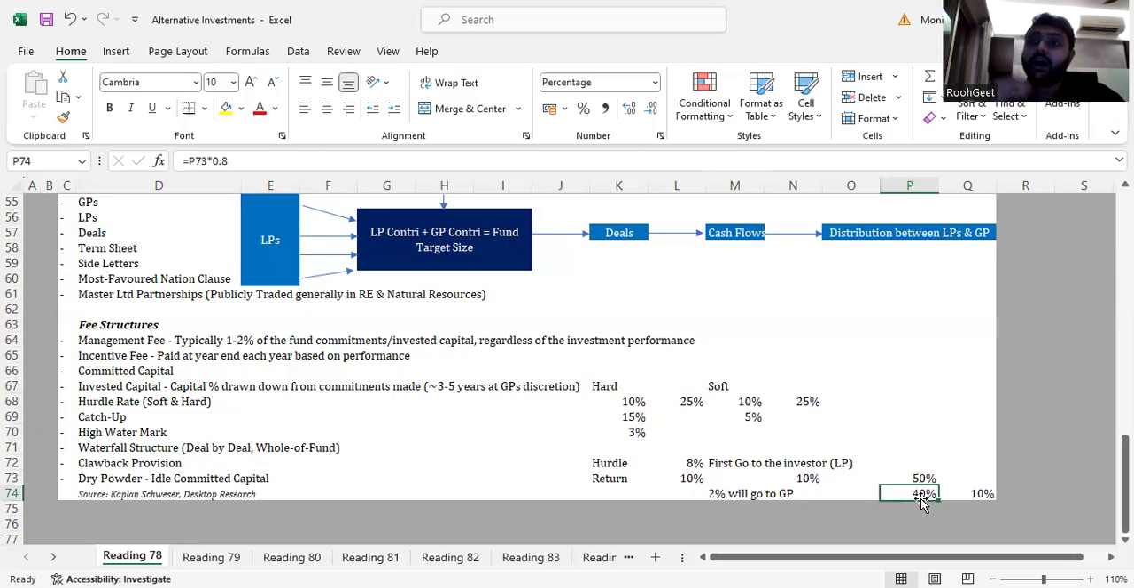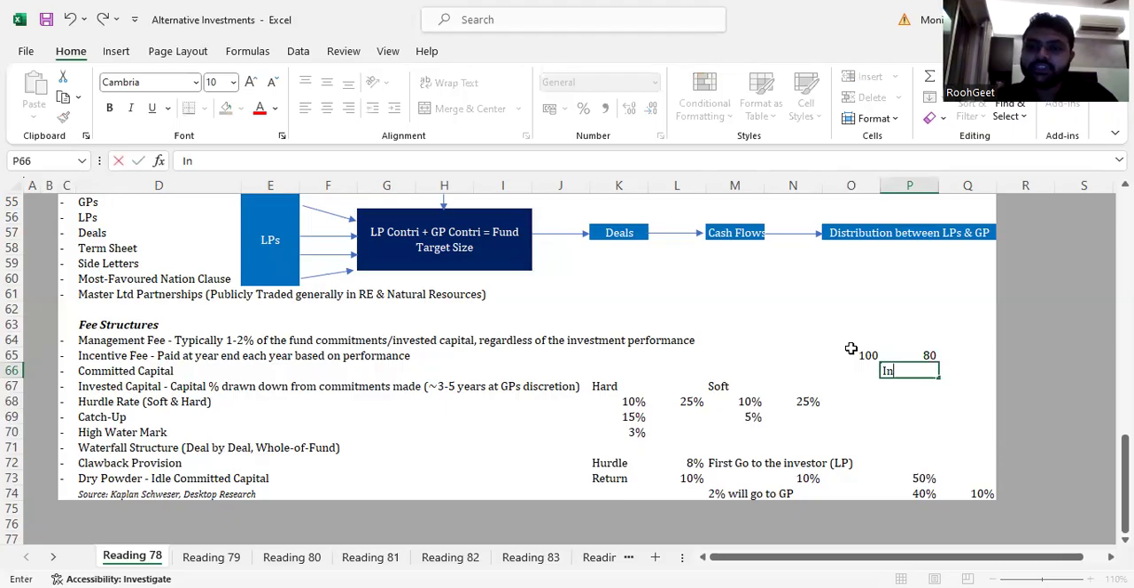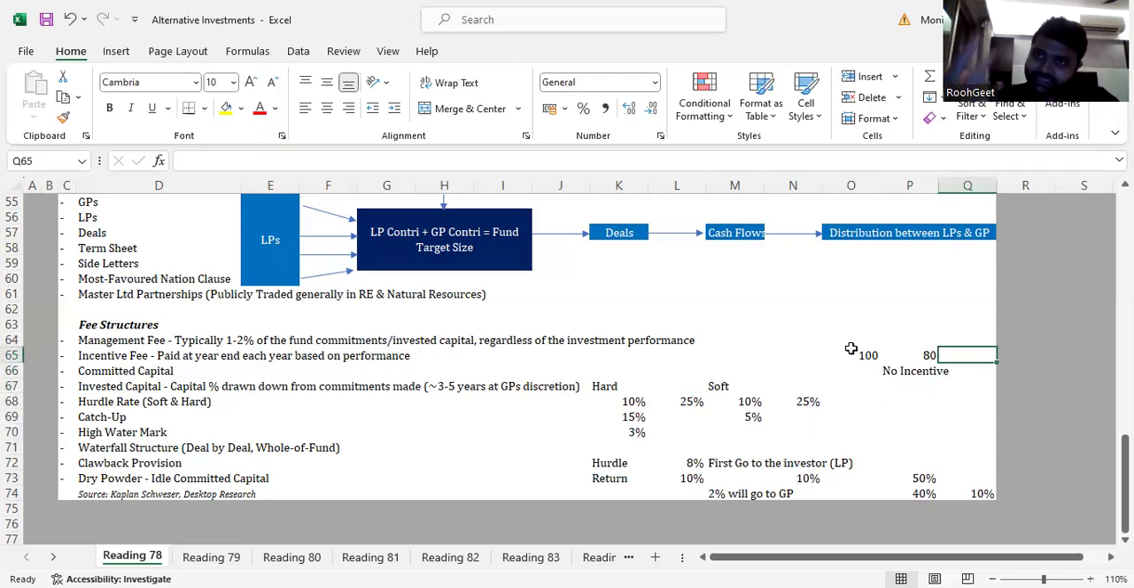High watermark. High watermark का मतलब क्या है? Let's say 100 was invested in a fund. After a year, the value actually drew down to 80, which means the GP made some losses. So obviously, if there is a loss, there is no incentive fee, right? There is no incentive. Let's say next year, the GP made a profit of 20 and the fund का value is back to 100.